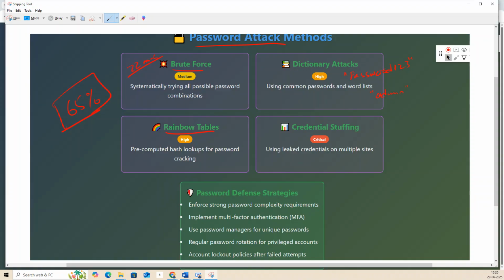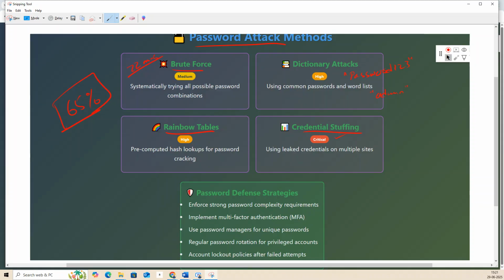Then we have rainbow tables. These rainbow tables are pre-computed databases of password hashes. Instead of calculating each password attempt in real time, attackers look up the hash value in their tables. This makes password cracking much faster. But the most dangerous attack is credential stuffing, which is very critical as well, you could say.